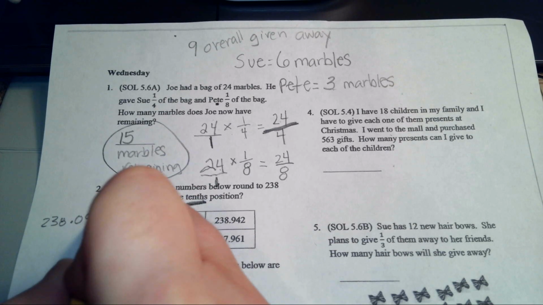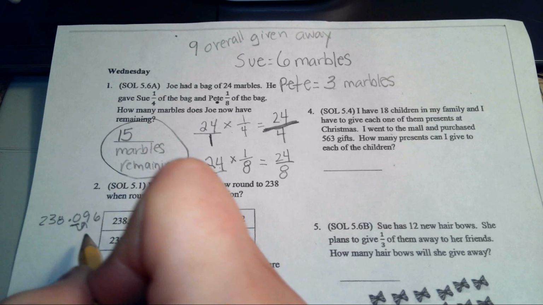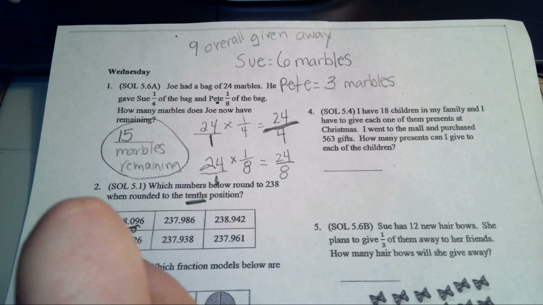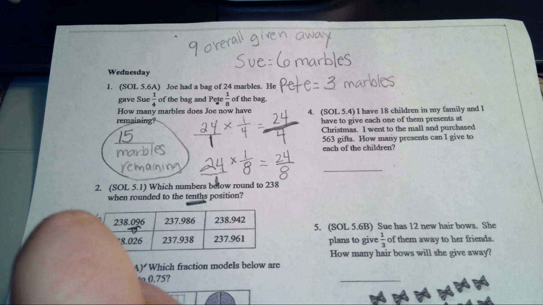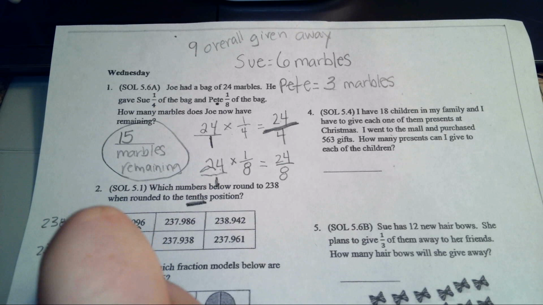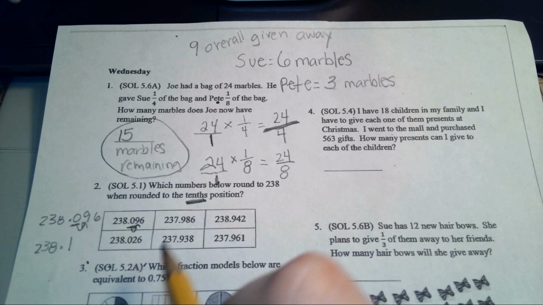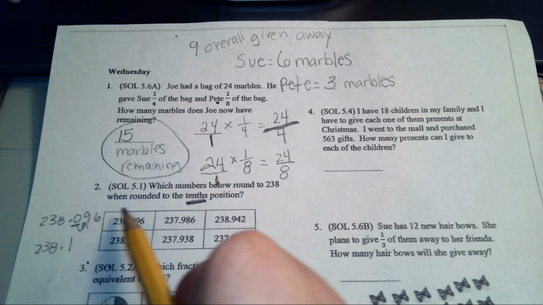If I'm looking here at the 0 and I look to the 9, it is higher than 5. It's 5 and higher, so we are actually going to bump the 0 and promote it to the next number up, which would be a 1. So 238 and 1/10 is not 238. So this one does not work.